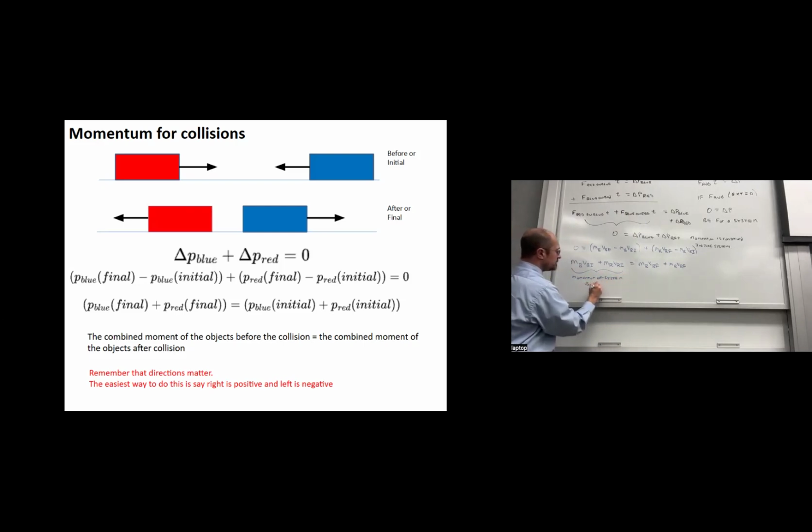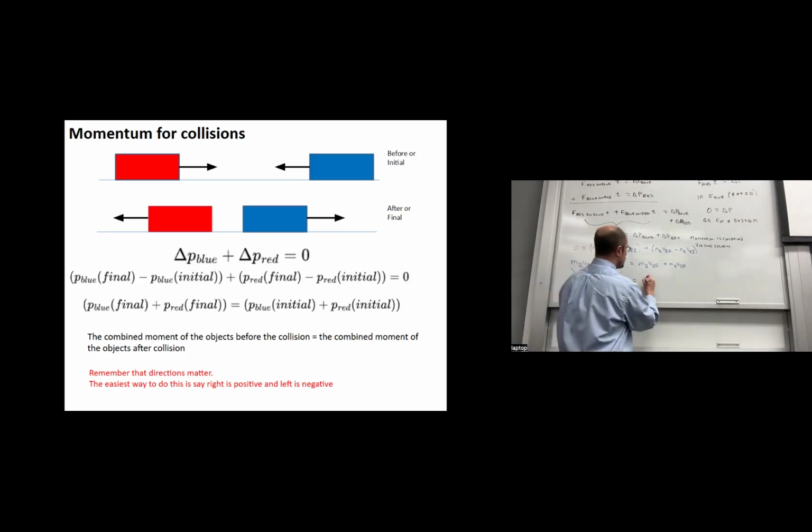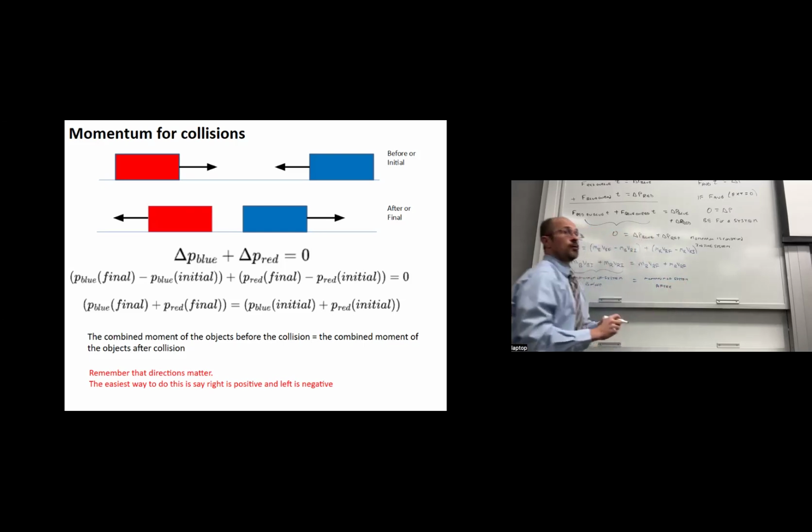This is the momentum of the system before the interaction. This equals the momentum of the system after the interaction or the event. Usually for us, this is going to be some kind of collision, but it can be other events as we're going to see. Does everyone follow that?